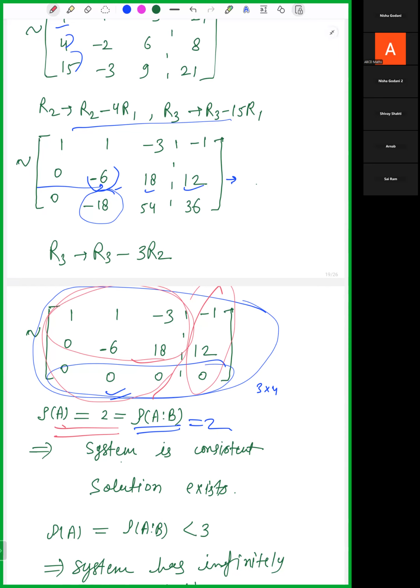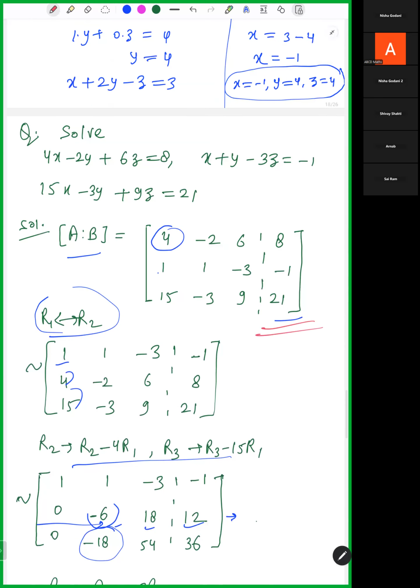The augmented matrix was this. See here. This was the augmented matrix. It means you have to write the coefficients 4, minus 2, 6, and the right side coefficient is 8. So this is 8 here. And this partition shows that this last column is for B. So we write it like this. In the augmented matrix, the column matrix B was also included. And whenever we talk about A, it means only A, the coefficient matrix, by taking the coefficients of the variables.